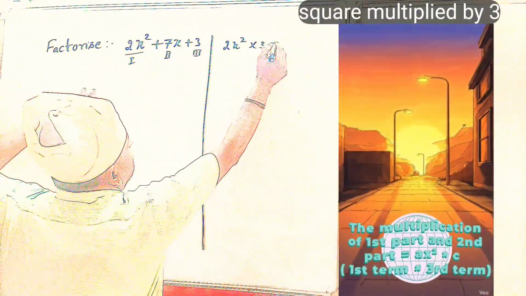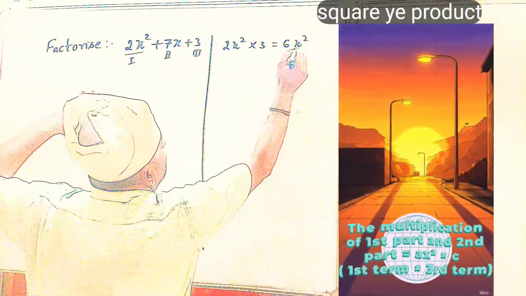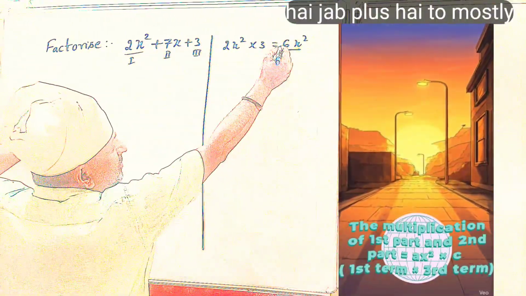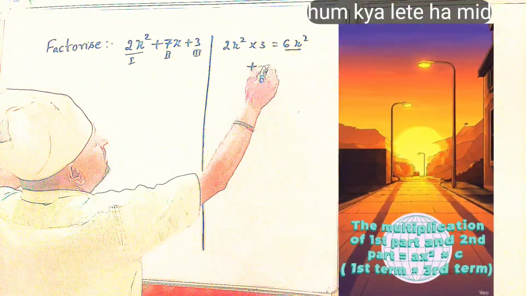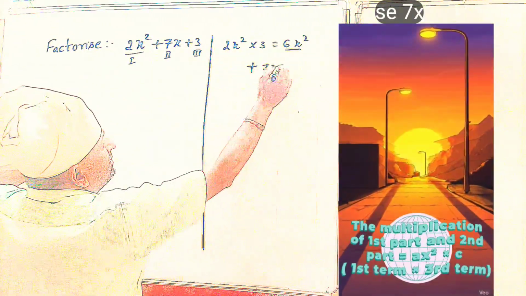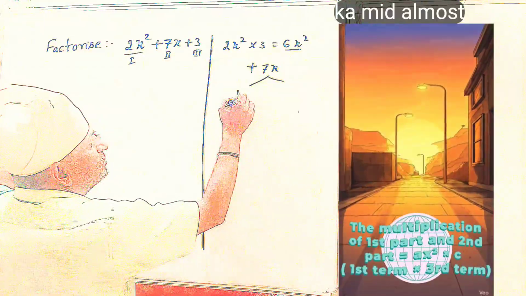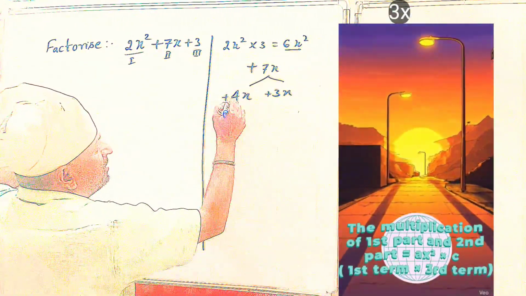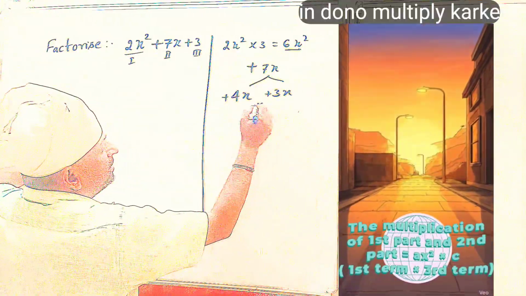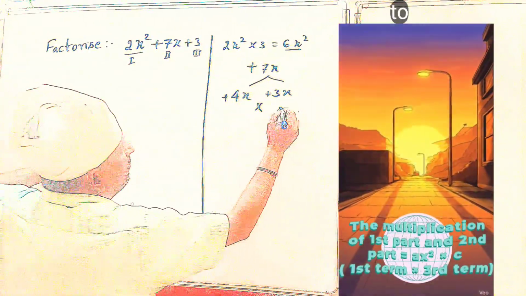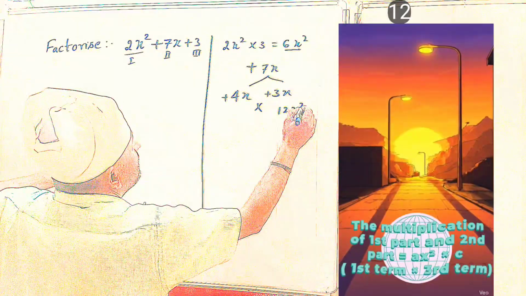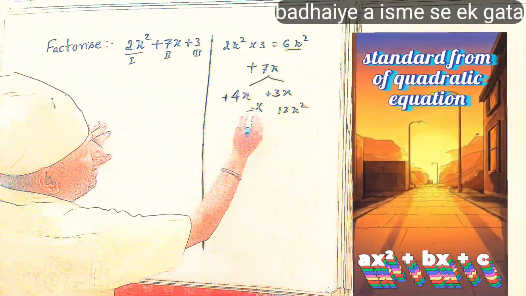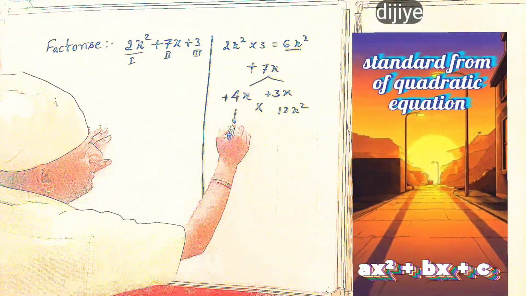2x² multiplied by 3 is equal to 6x². ये प्रोडक्ट आना चाहिए इसका. अब यहाँ प्लस है. जब प्लस है तो मोस्टली हम क्या लेते हैं, मिड से. 7x का मिड ऑलमोस्ट 4x प्लस 3. इन दोनों को मल्टीप्लाई करके देखें तो 12x². ओके, अब इसमें से एक बढ़ाइए और इसमें से एक घटा दीजिए.